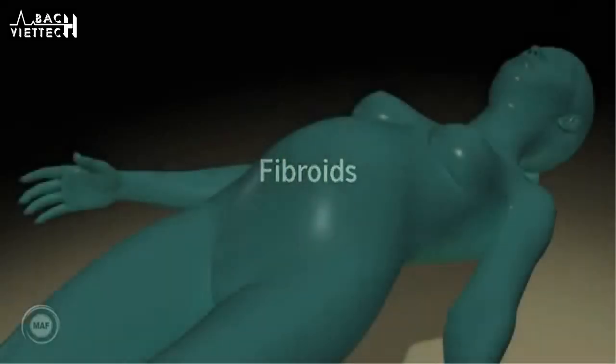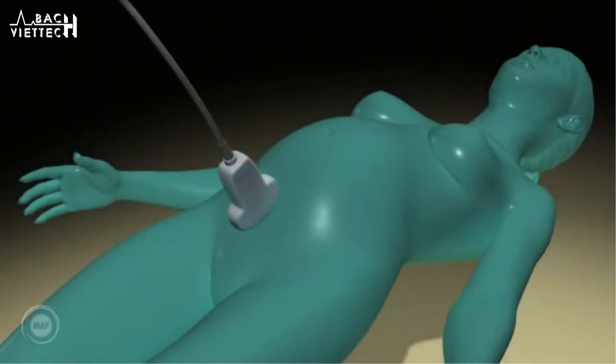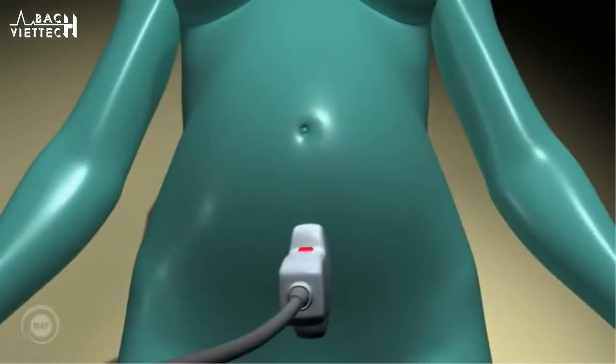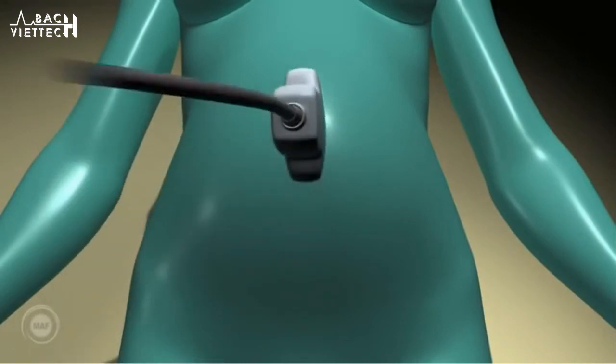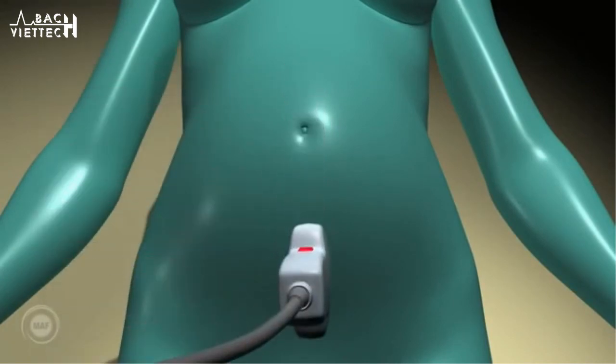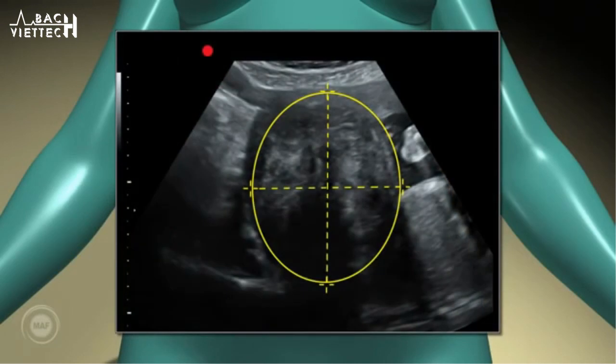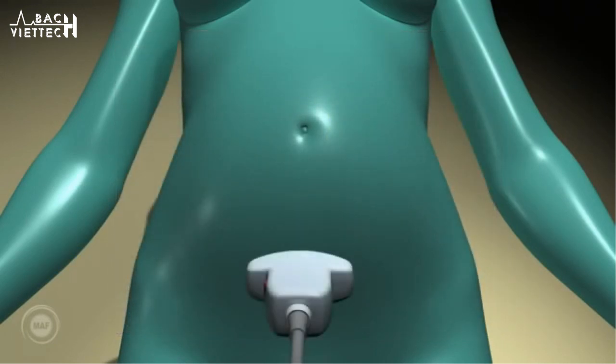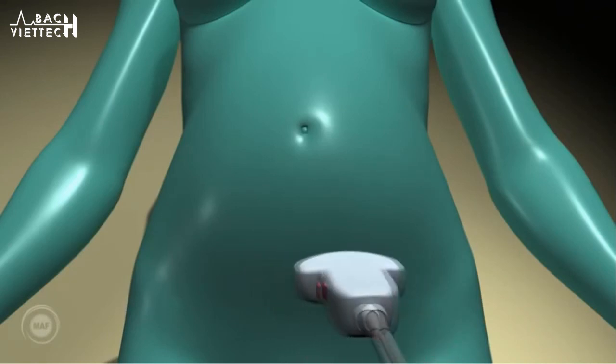Fibroids. When scanning fibroids, it's important to describe their size in terms of volume. Two measurements are taken in the longitudinal plane and one measurement is taken in the transverse plane.